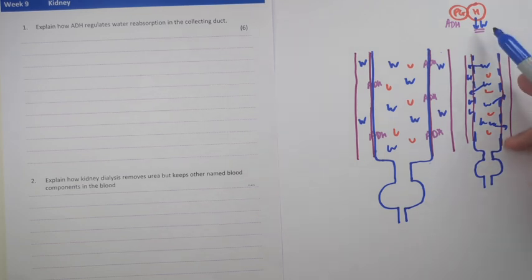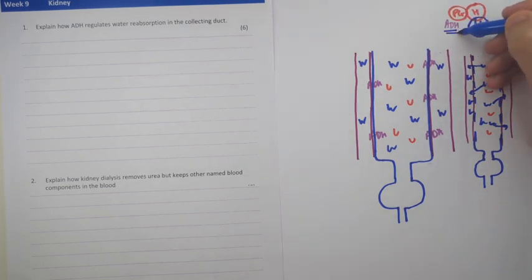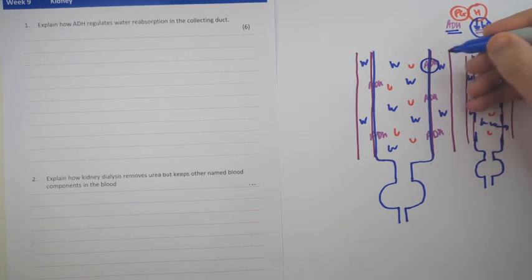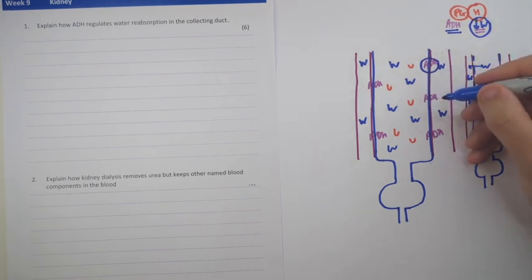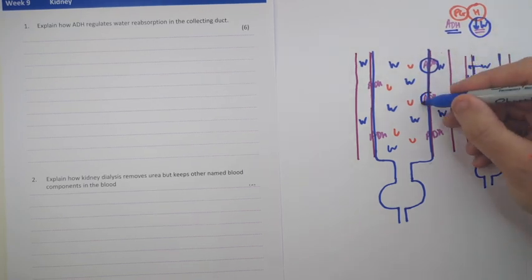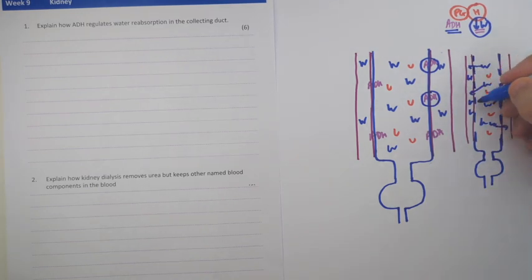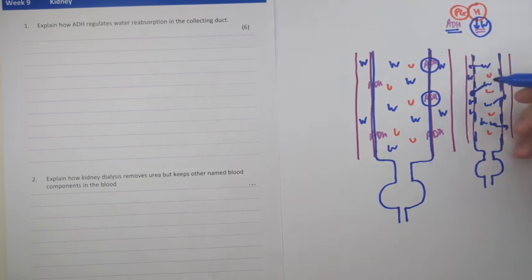So on a really hot day, for example, where you haven't drunk much water, you've got low water levels. The pituitary gland secretes ADH. The ADH binds the collecting duct membrane. This then increases the permeability of the membrane. Therefore, more water can travel into the capillaries, into the blood, by osmosis. Therefore, more water is reabsorbed and water levels will then increase in the blood.